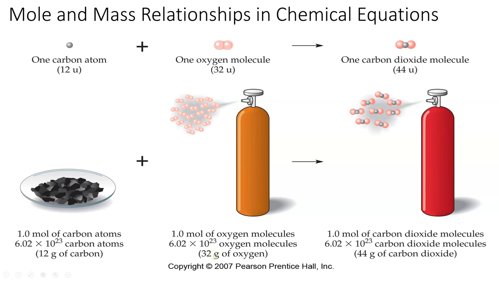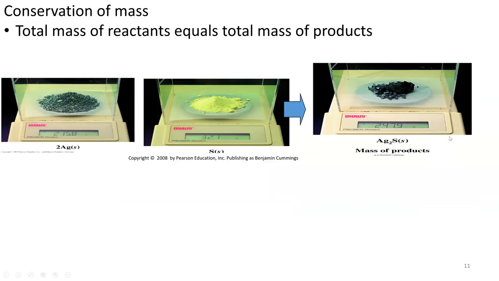How much do they weigh? 32 grams. Why? Because it's 1 mole. And how much does 1 mole of oxygen gas weigh? Oxygen gas is O2. Remember, it's a diatomic molecule. So 16 times 2 is 32 grams. And then for carbon dioxide, same thing. 1 mole of carbon dioxide molecules has this many carbon dioxide molecules, and there's 44 grams in there.